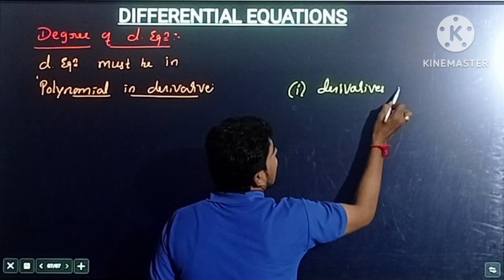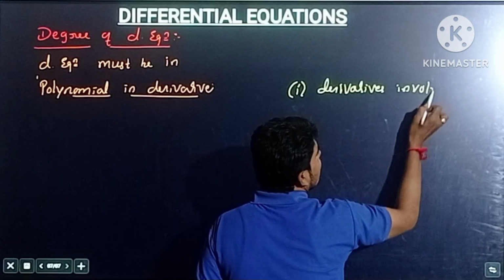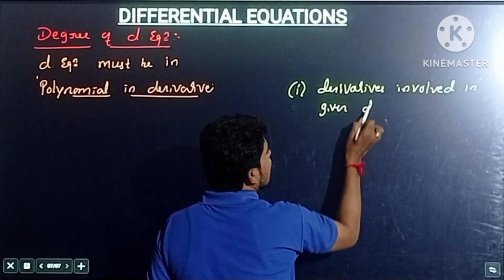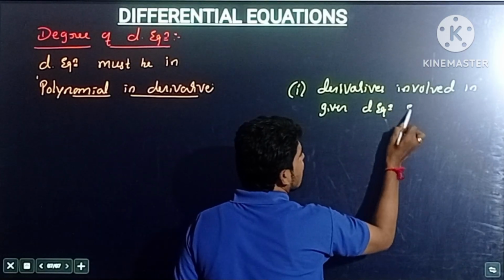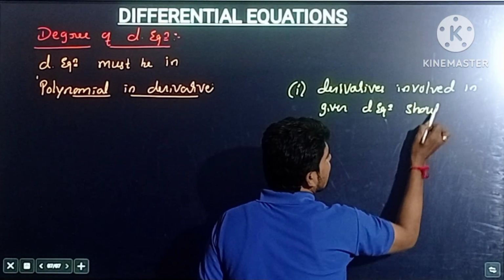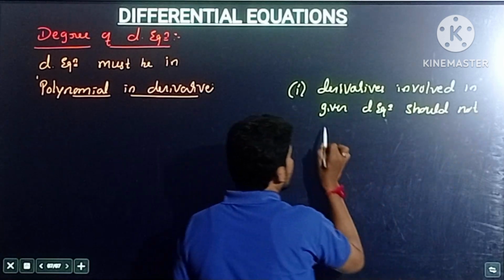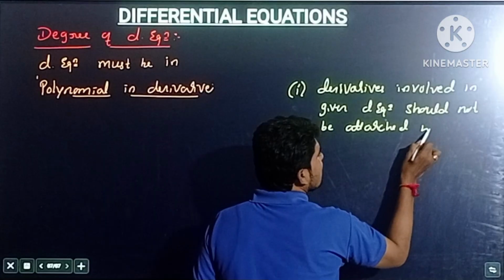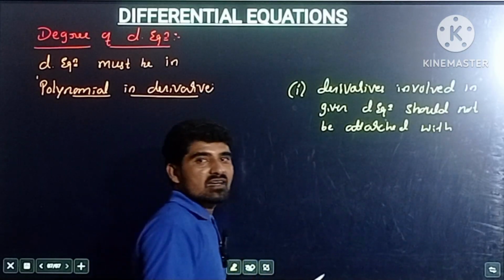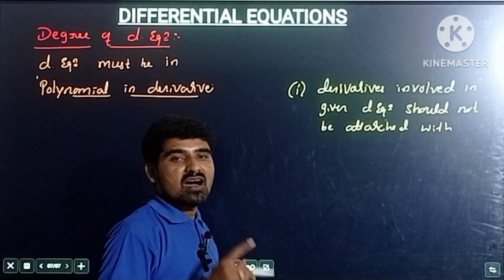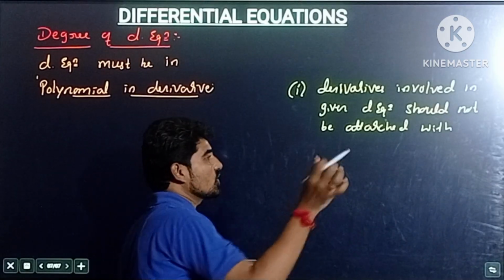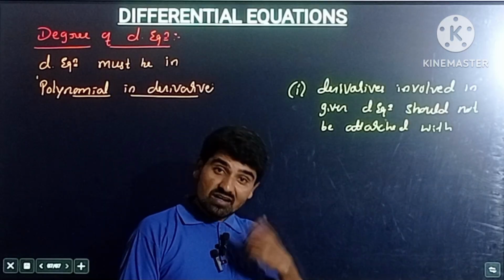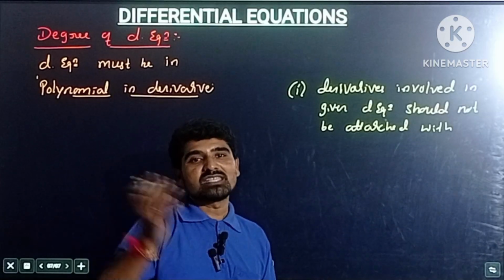Derivatives involved in a given differential equation should not be attached with sine function or inverse of the sine function, or in general we say that derivative should not be attached with trigonometric functions or inverse trigonometric functions or logarithmic functions or exponential functions.